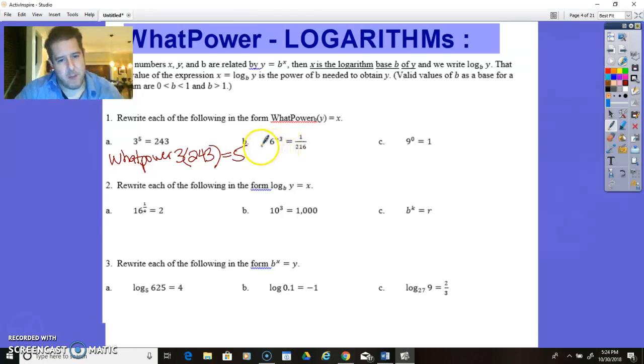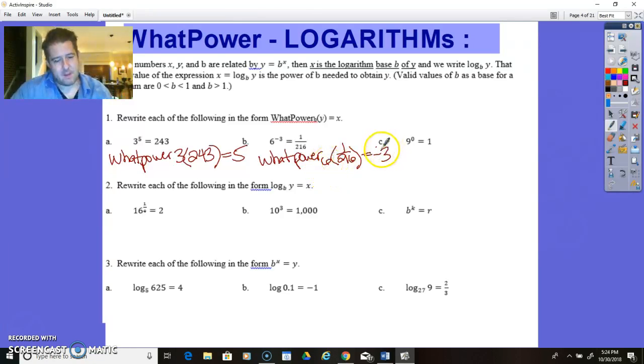In this case, what power of 6, so base 6, is 1/216? And the answer is negative 3, because anything to a negative exponent gets flipped, and 6 to the third power is 216, 6 times 6 times 6. Same thing with the last one: what power of 9 is 1? The answer is 0, because anything to the 0th power is 1.